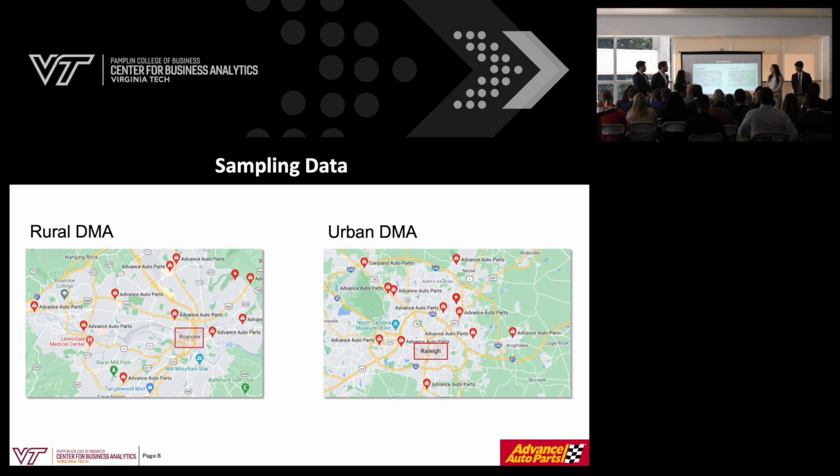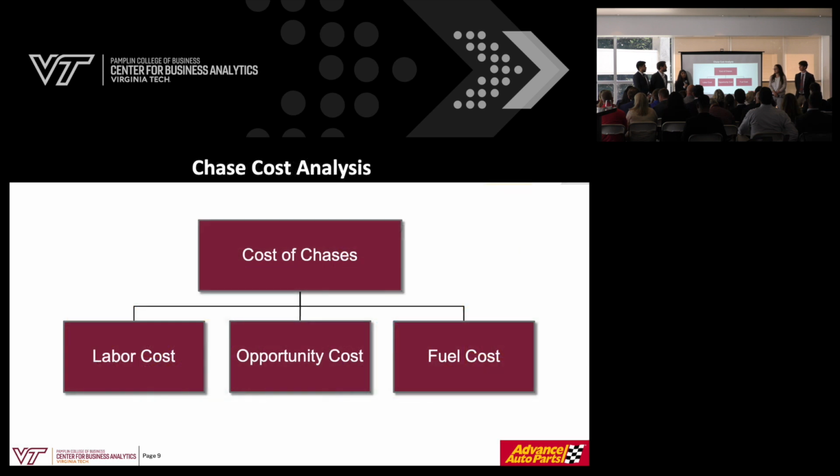So we chose a rural DMA, which is the Roanoke-Lynchburg area, and we chose an urban DMA, which is the Raleigh-Durham-Fayetteville area. This was also helpful in understanding how the frequency of chases and the parts that are transferred on these chases differ based on market conditions. Then the bulk of our analysis focused on calculating the cost associated with these additional transfers. We had multiple discussions with Roger, Samantha, and Chuck, and we decided that there would be 3 components. There would be labor, opportunity, and fuel.